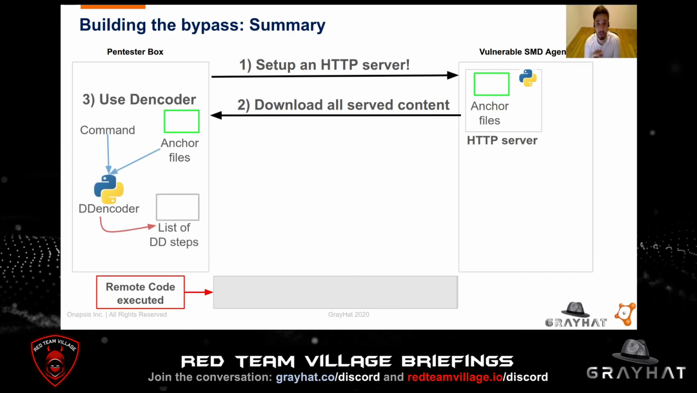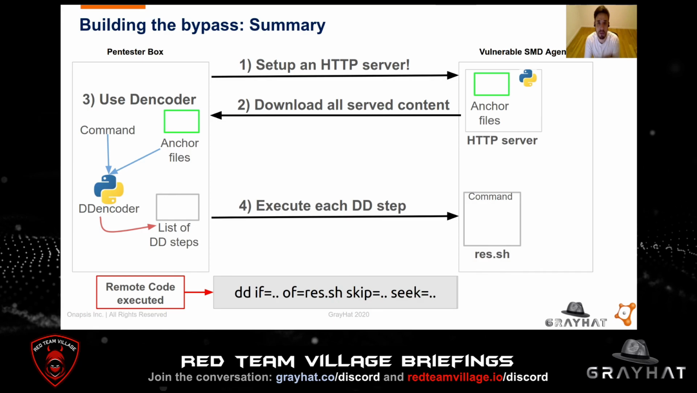The third step will be to do what we did with the DD steps, right? But we use a tool that we developed called DD encoder, which will grab the command you want to execute and the different anchor files, and output the list of DD steps you have to execute in order to have that command written into a file.